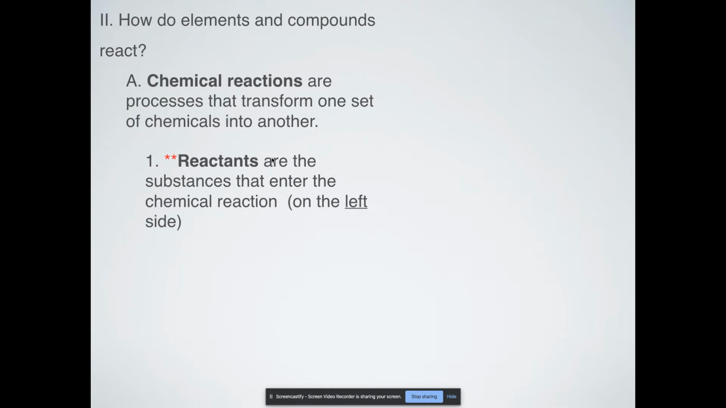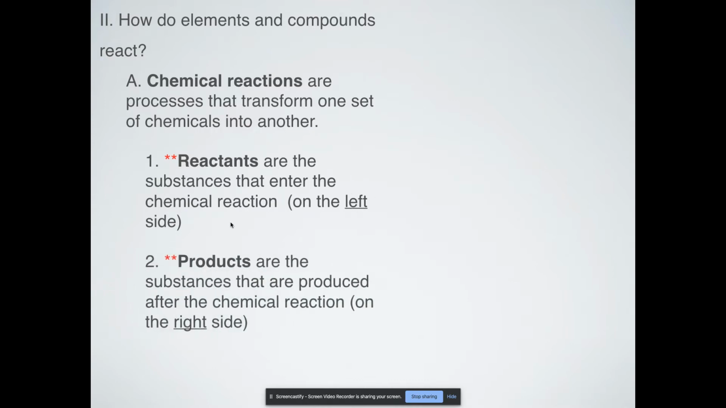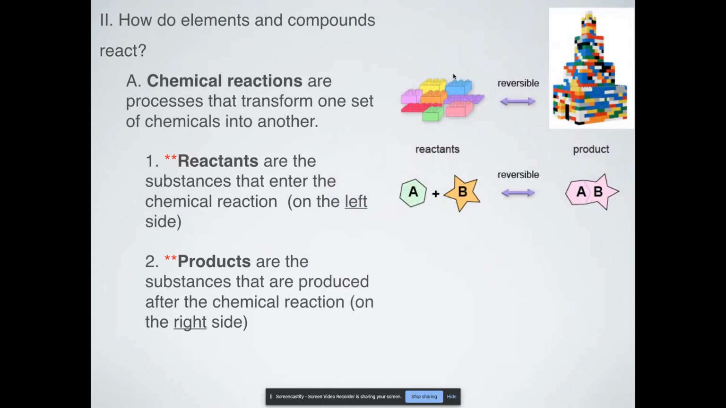So something you need to be aware of. Reactants are the substances that enter a chemical reaction. So just picture a door. Reactants are what are going in, and they appear on the left side of the actual chemical equation. Products, on the other hand, are what are leaving that door. So they are on the right side, and they are the things you produce in a chemical reaction.